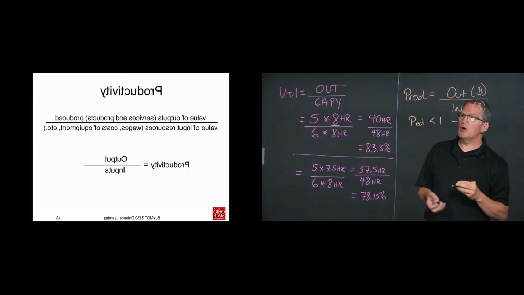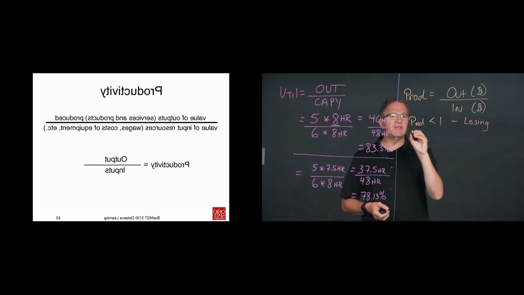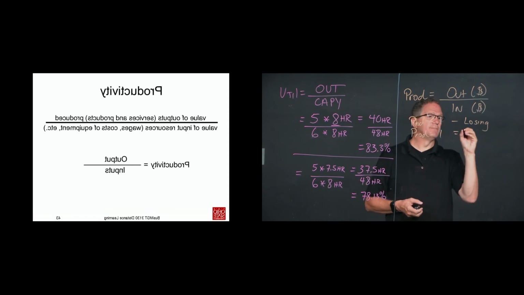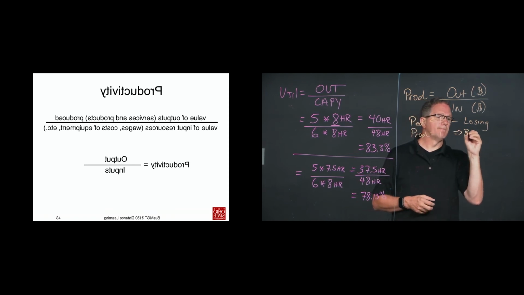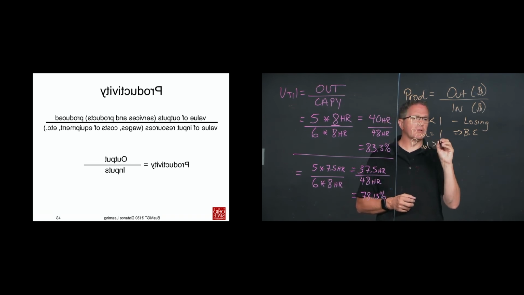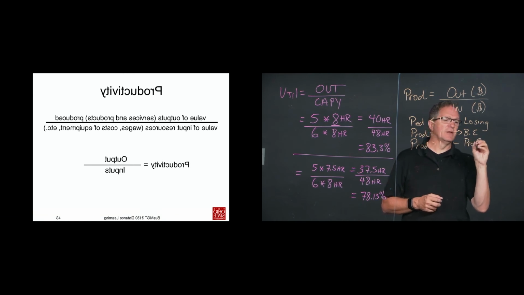I'm getting less output than what I'm putting in. If productivity equals 1, I'm breaking even. And if productivity is greater than 1, then I'm making money. All right? I'm making some profit.